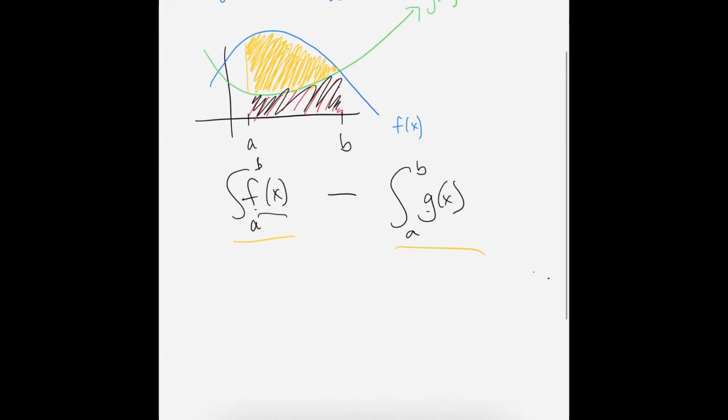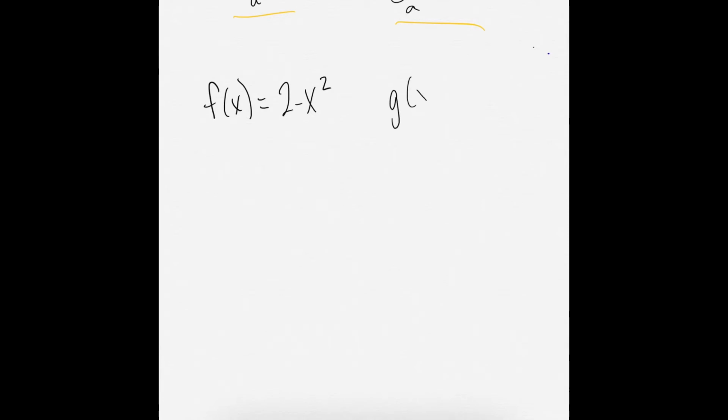All right, so let's look at an example. Let's do the function f of x. F of x will be 2 minus x squared. And then we also have a g of x, and we're going to let g of x be just x.